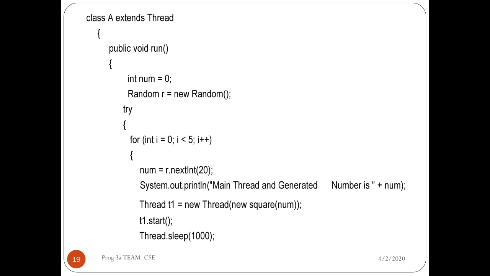Next, T1.start means it is going to start the thread called square, which calculates the square of a number. Next, Thread.sleep(1000) means the main thread is going to sleep for 1 second. 1000 means 1000 milliseconds. So the main thread will be in sleep mode for 1 second. During that time, the thread called square will be executed.